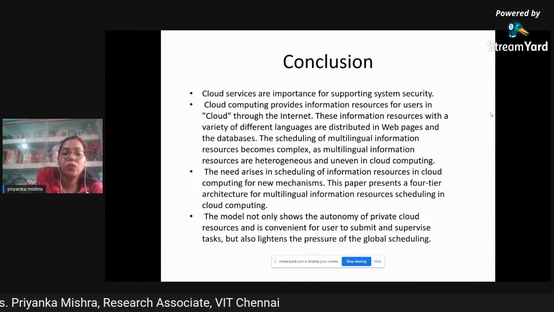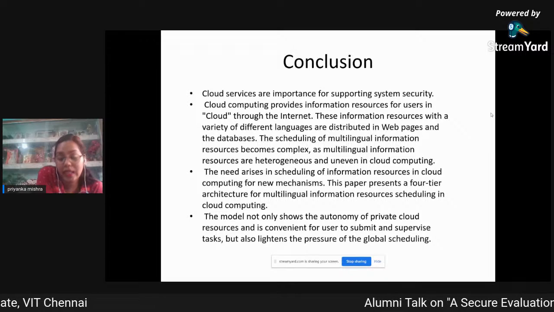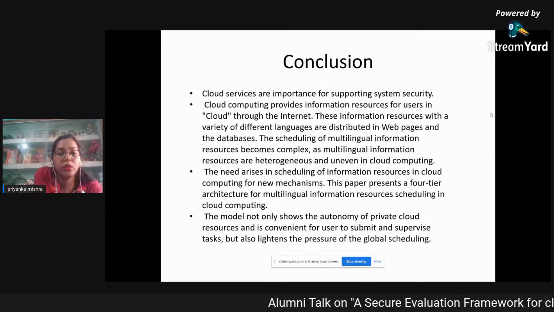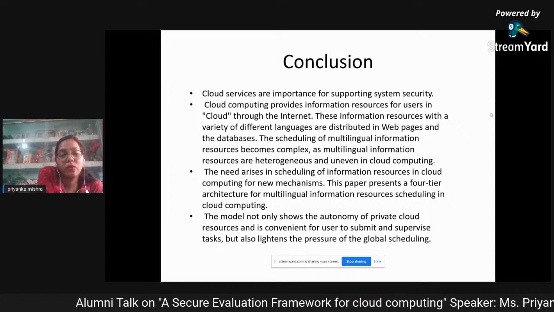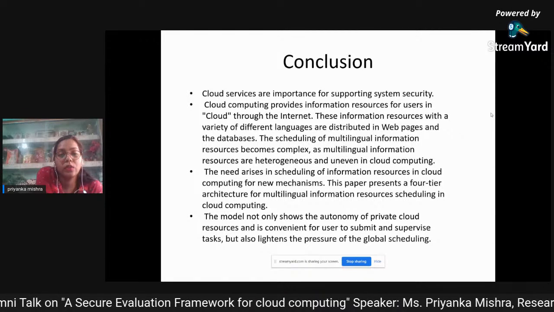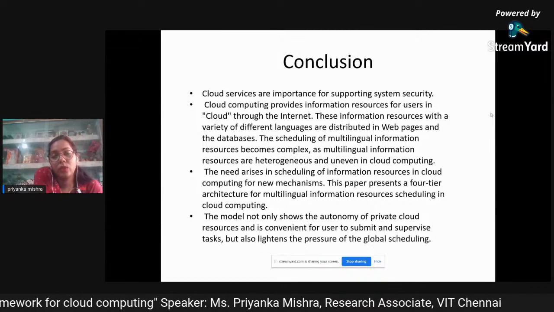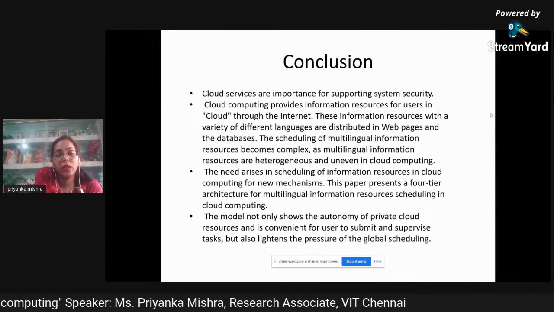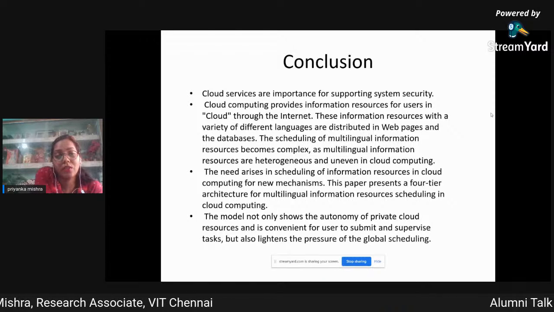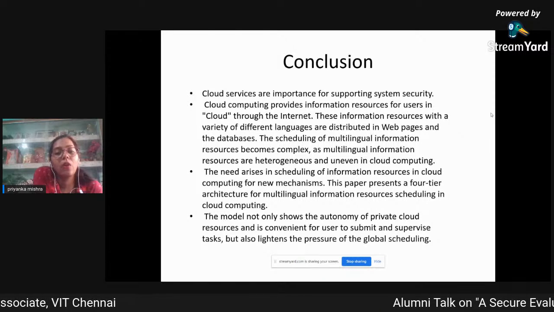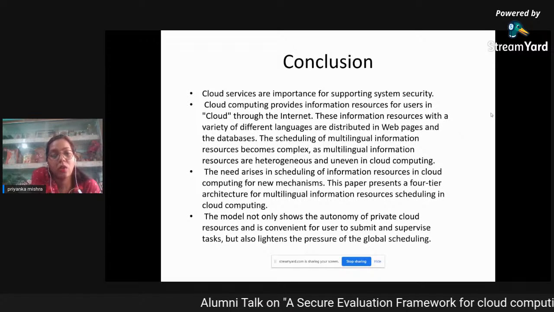Many people are using so many resources, applications, and information there, and securing these is very important for cloud information resources. So we can use a very good mechanism. Today's agenda is to make a secure application framework to protect our cloud services, and we can make an evaluation there.